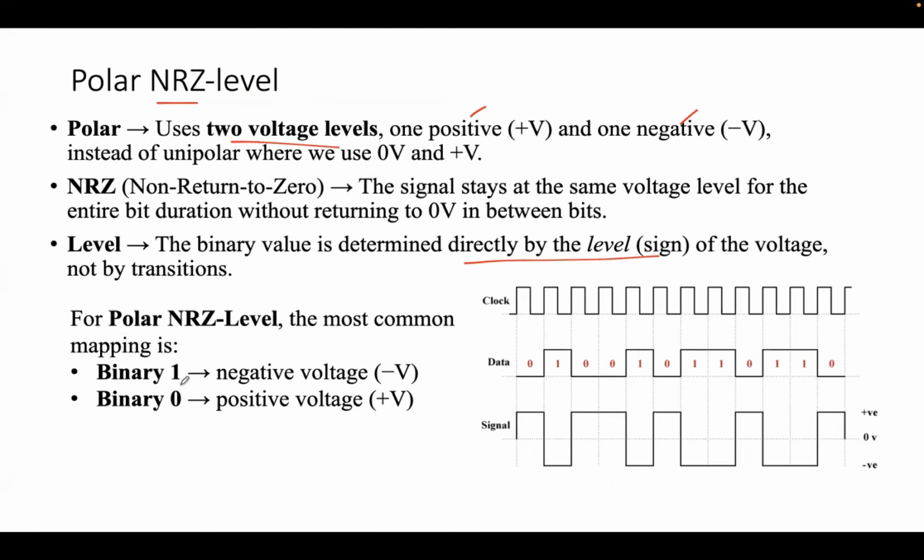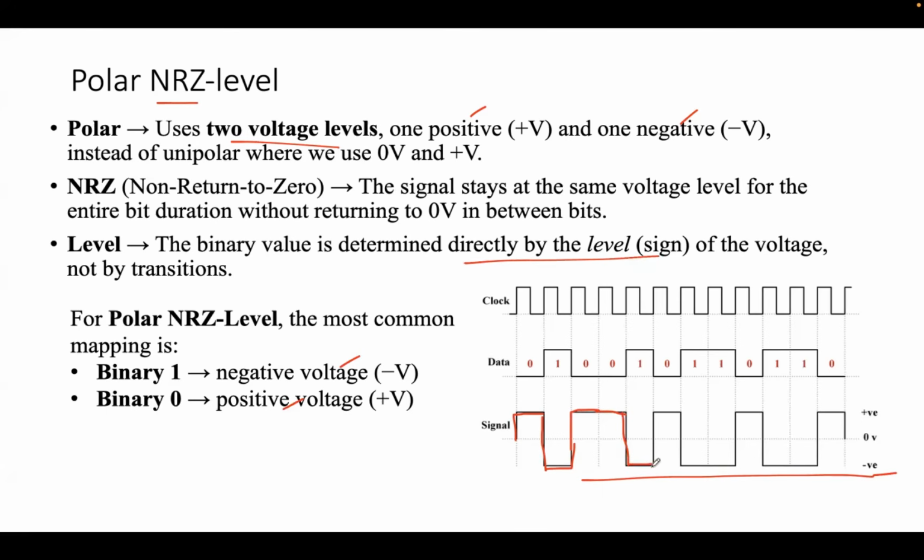So this is the logic. Whenever the binary value is 1, voltage will be negative. When the binary value is 0, voltage will be positive. So here for 0, it should be positive voltage. When it is 1, you can see negative voltage. So this line is completely negative voltage. And again when we get 0, positive voltage, again 0, positive voltage. For 1, signal will be negative.